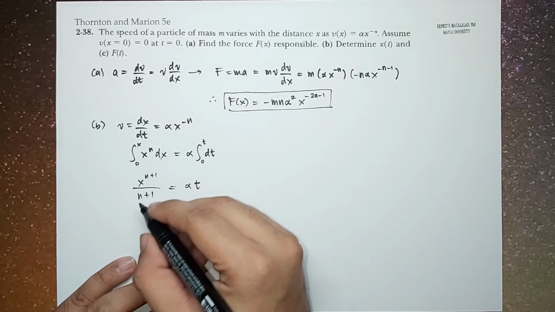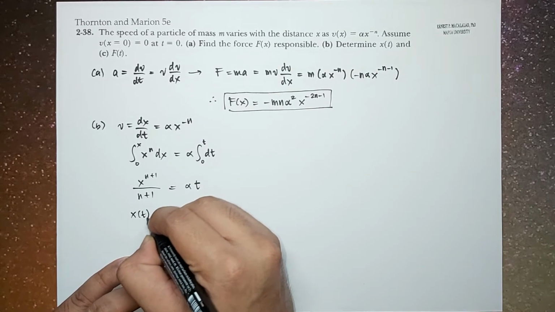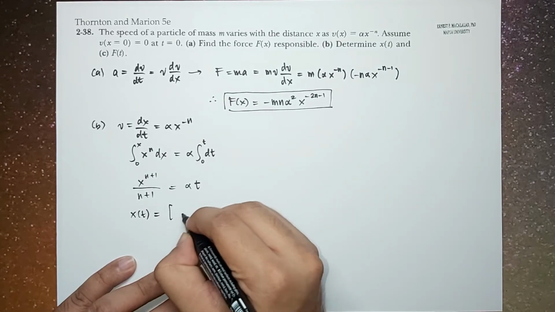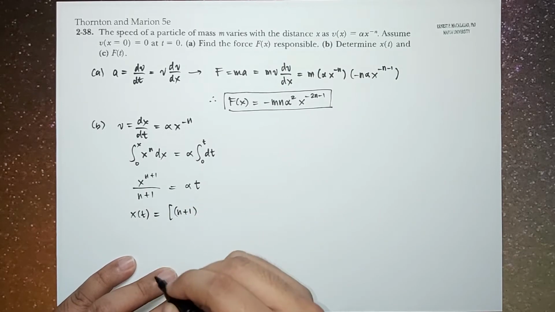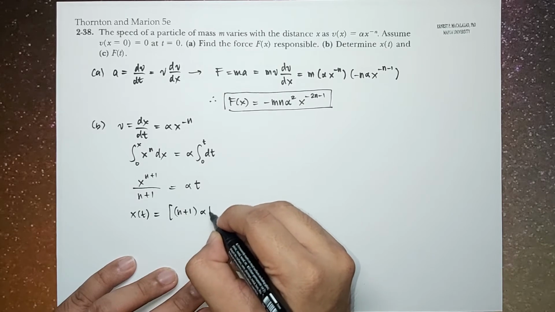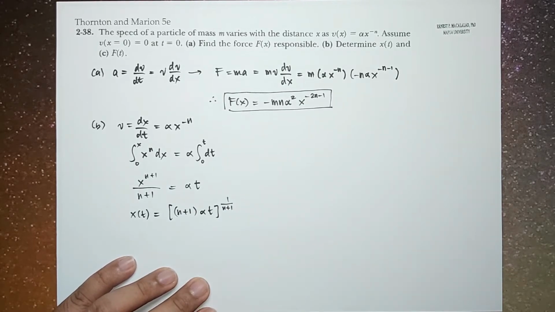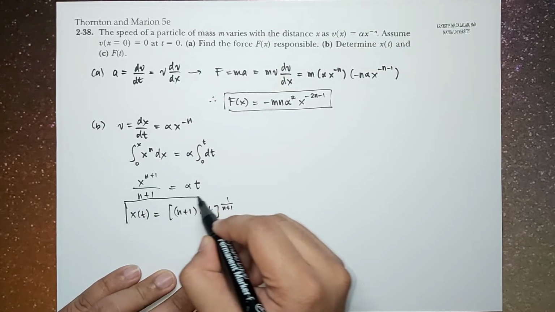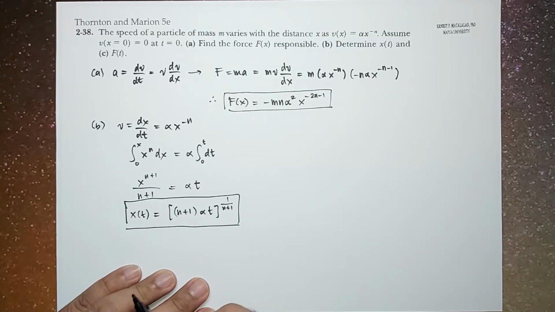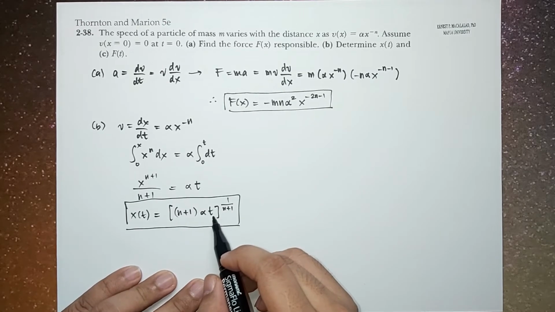Okay, and then solving this, we have x as a function of time equal to n plus 1 times alpha t, all to the 1 over n plus 1. This is now the position function of t, or position as a function of time.